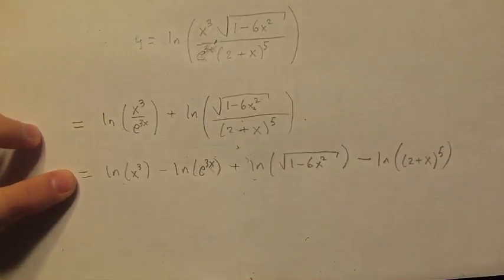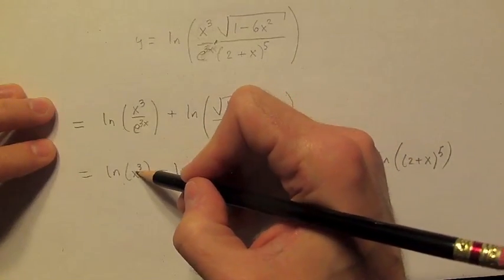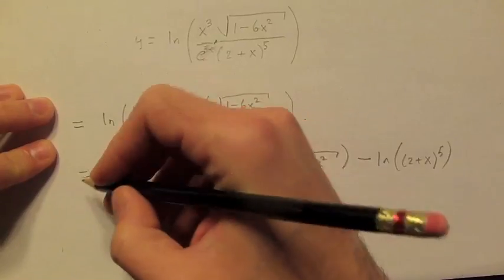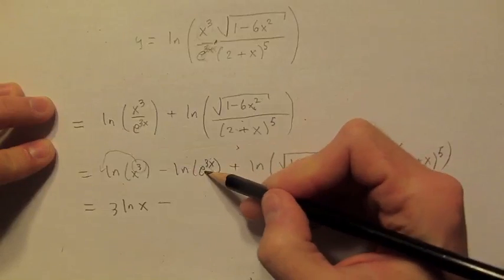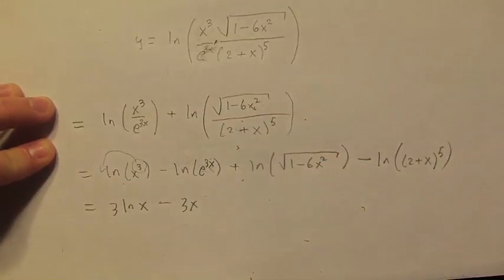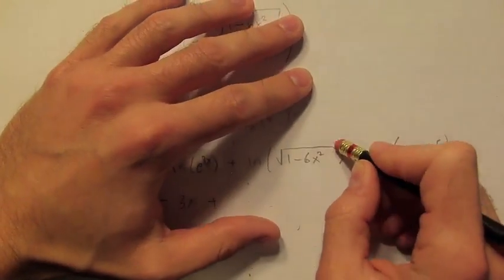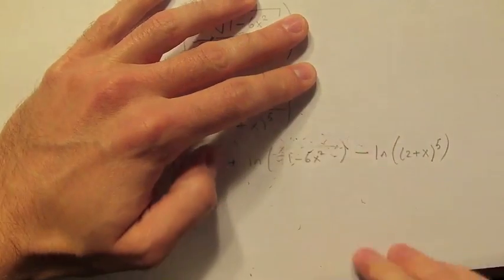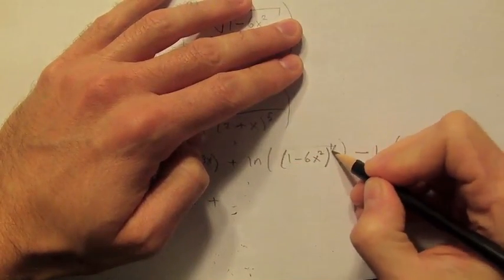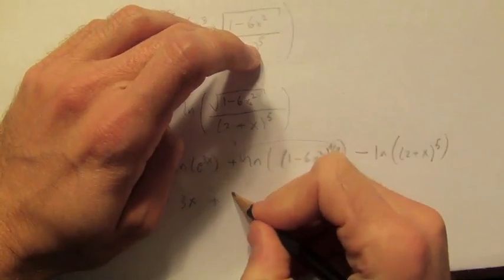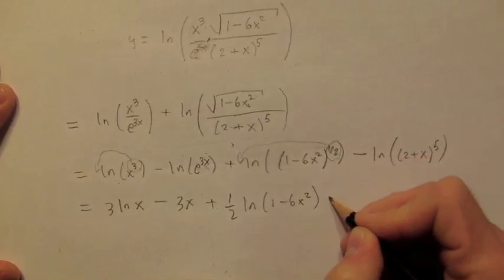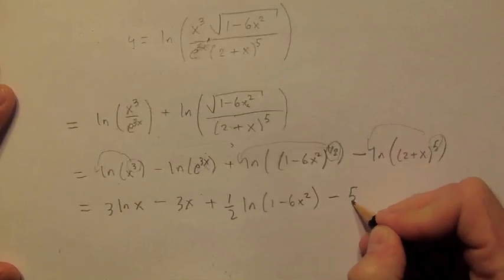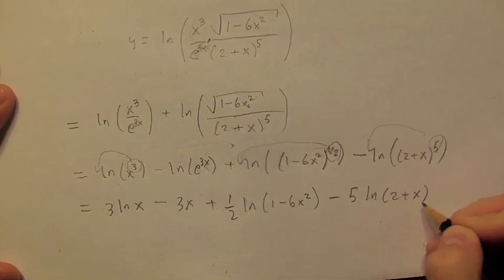Now, I can start taking out powers, right? x cubed here, I can take that 3 out and get 3 natural log x. Natural log and e will cancel, and this will just be 3x. What can I do here? Well, as you all know, this square root is actually a half power. So if I go back and rewrite this as to the half power, I can take out a 1/2, have natural log of 1 minus 6x squared, and then here we can take out a 5 and get 5 natural log of 2 plus x.